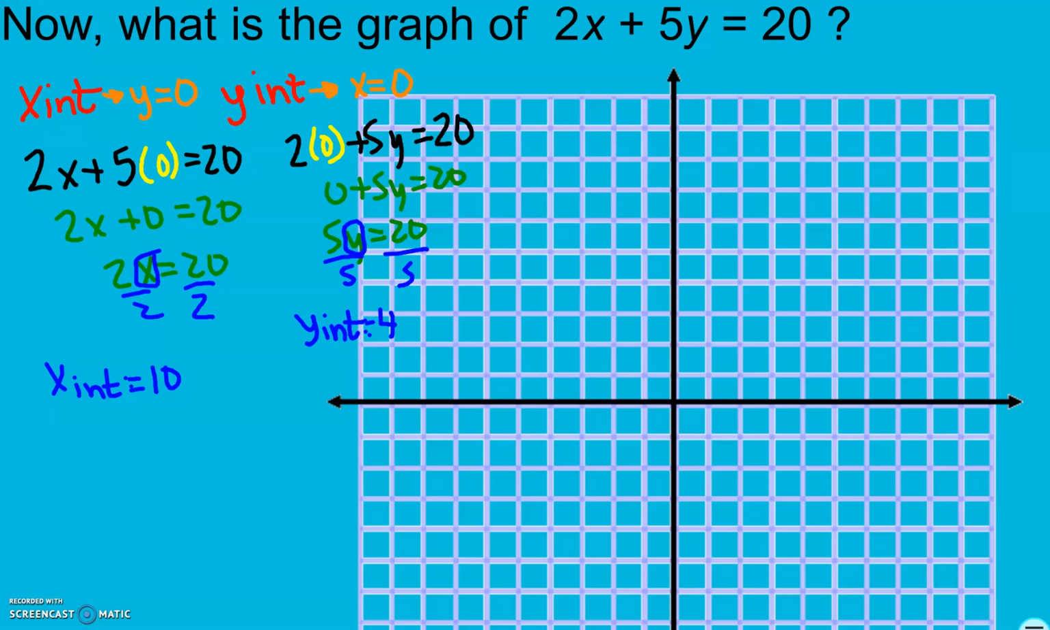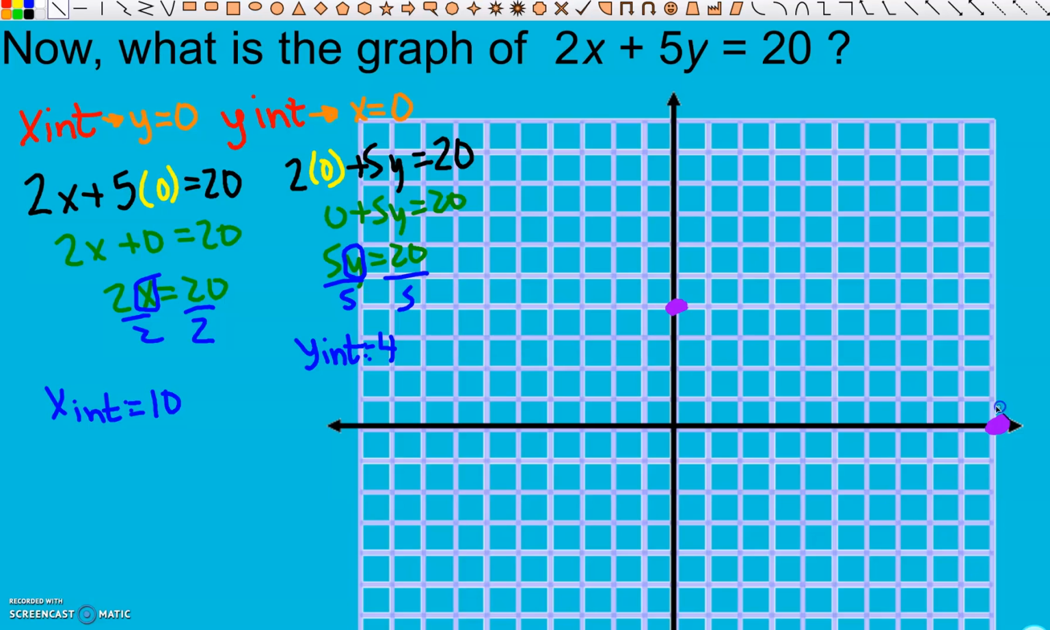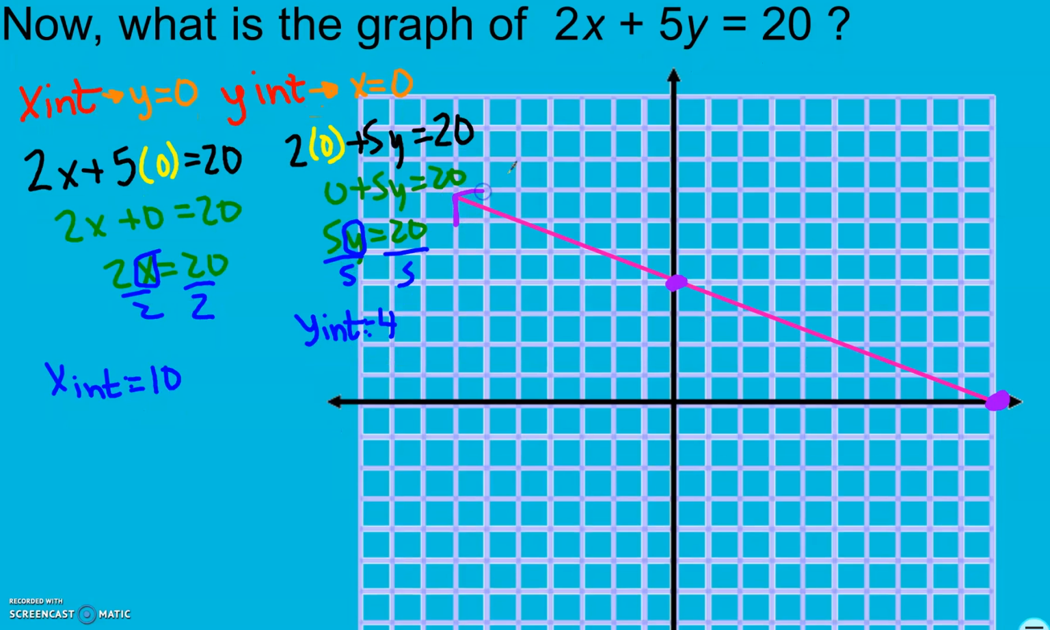So on my x-axis at 10, I have a point. And on my y-axis at 4, I have a point. Then we can connect these with a straight edge. And an arrow to show that they continue. And there's our graph in standard form.